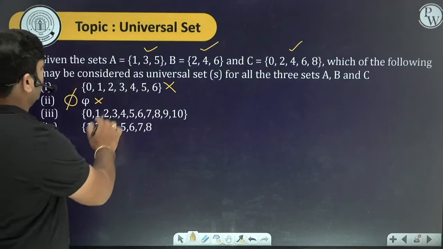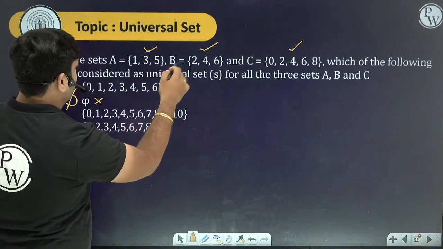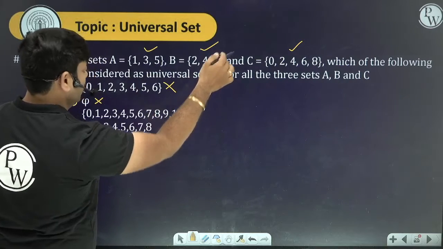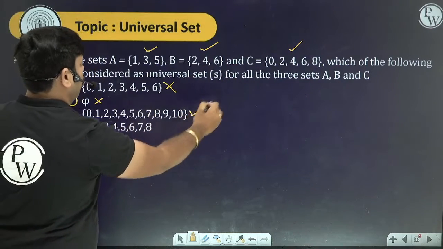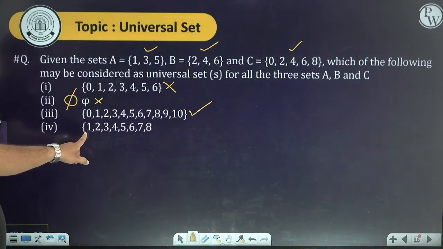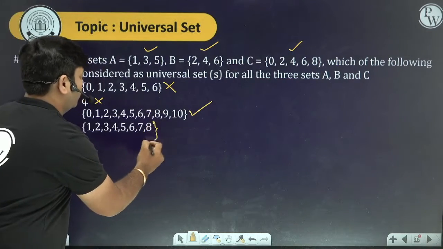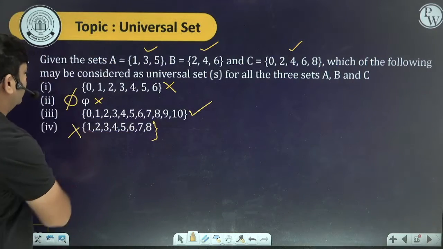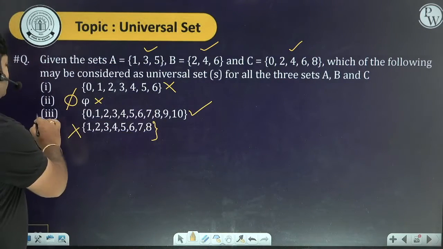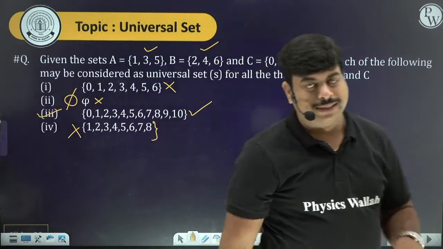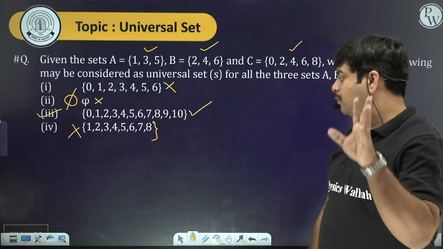So 1 is there, 3 is there, 5, 2, 4, 6, and 0, 2, 4, 6, 8. All the numbers are here, right? Next one: although it starts from 1, 2, 3, 4, 5, 6, 7, 8, it does not have 0, so that is wrong here. So option 3 will be the correct answer. It has all the elements of all the sets.